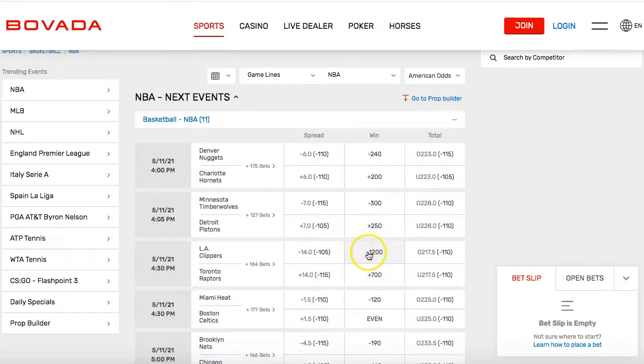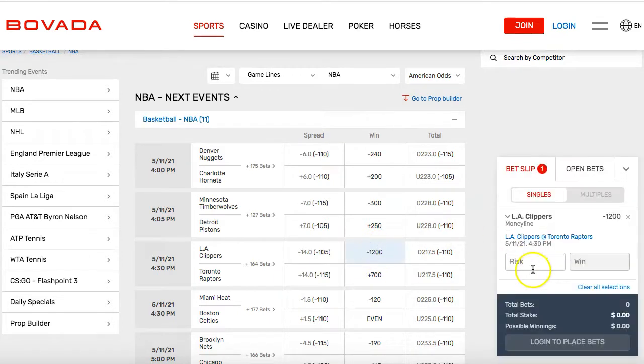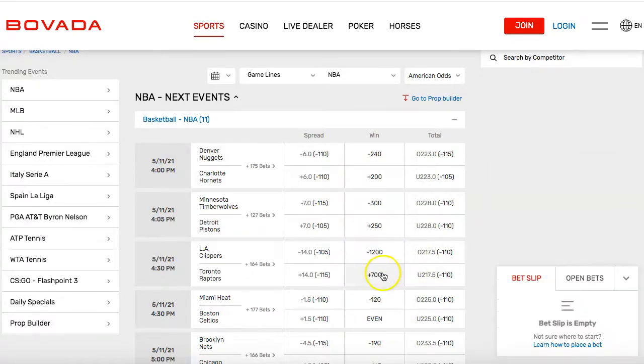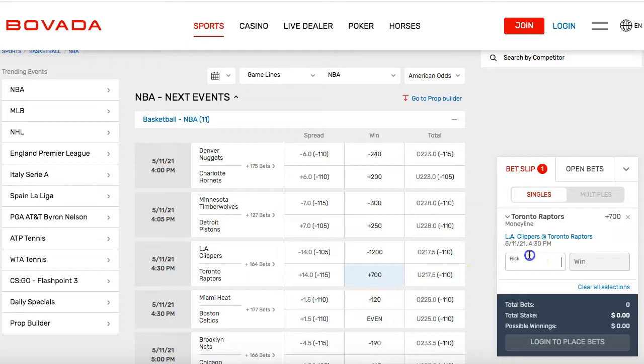Why? Because the Clippers are a heavy favorite. That means you're not going to win that much money. So let's say you want to bet $100, for example, right? You would only win $8 if the Clippers win. But that same 100, you're going to win 700 if the Raptors win, because they're a +700 and they are a heavy, I should say they are an underdog.